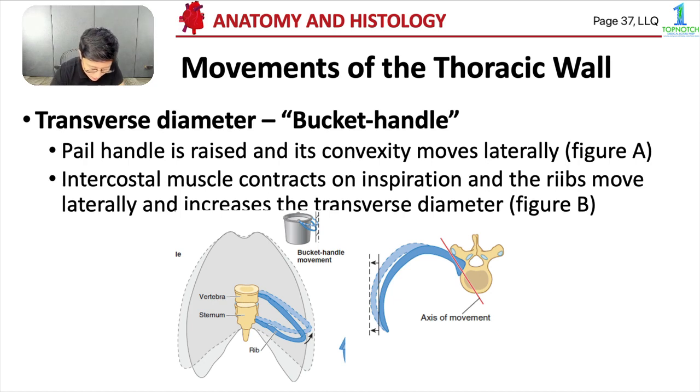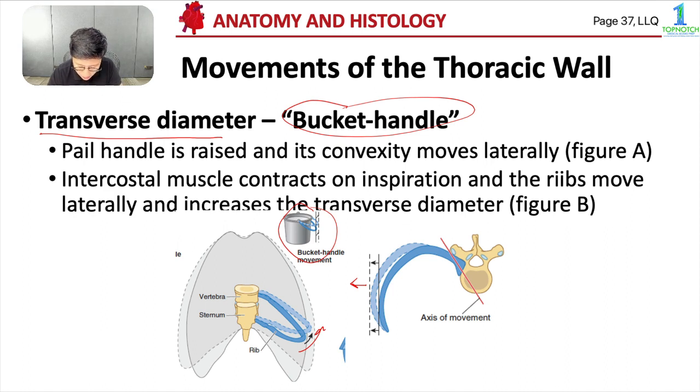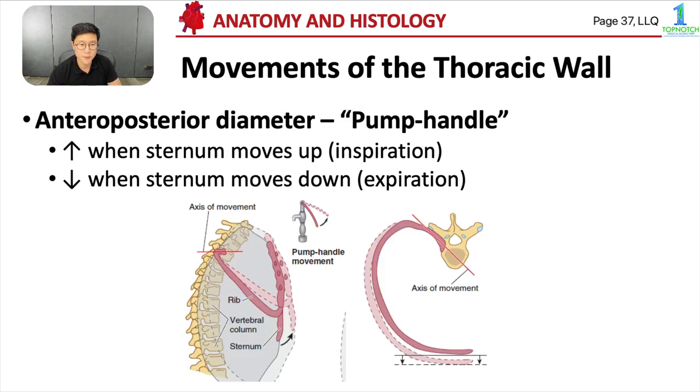Other movements, movement of the transverse diameter, it's known as your bucket handle movement. So the pail handle is raised and its convexity moves laterally, as we see here in figure A. So sa ribs, ito yung magiging itsura niya. So the axis of movement is that it increases the transverse diameter. So what happens is that intercostal muscles contract on inspiration and the ribs move laterally and increase the transverse diameter.